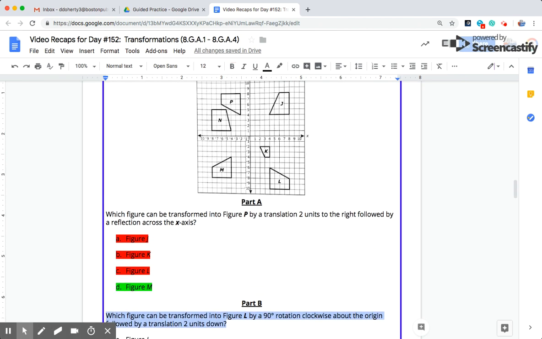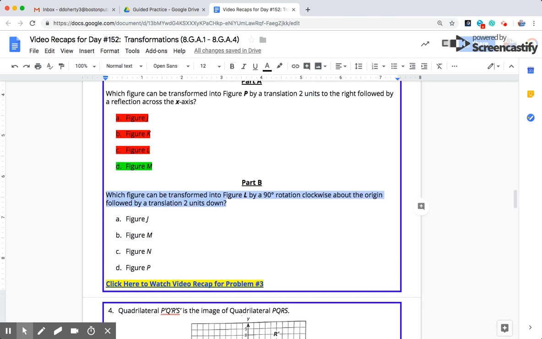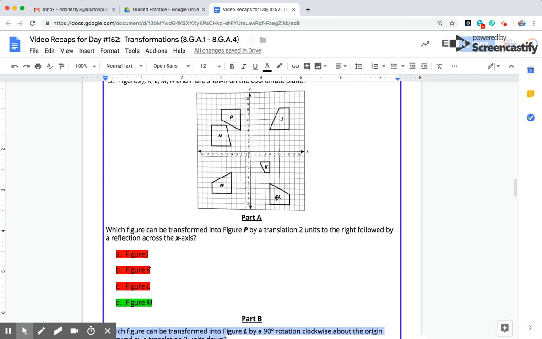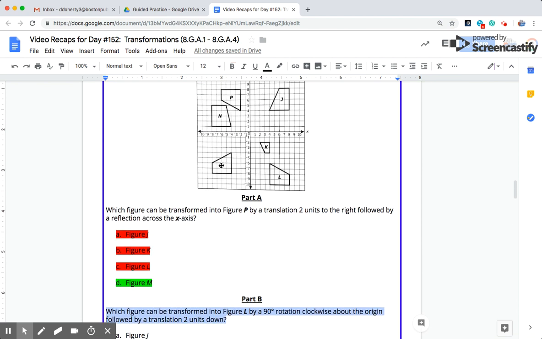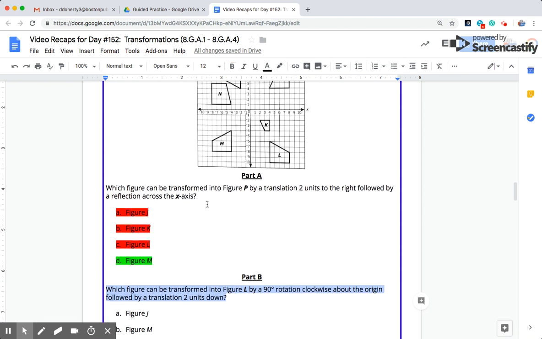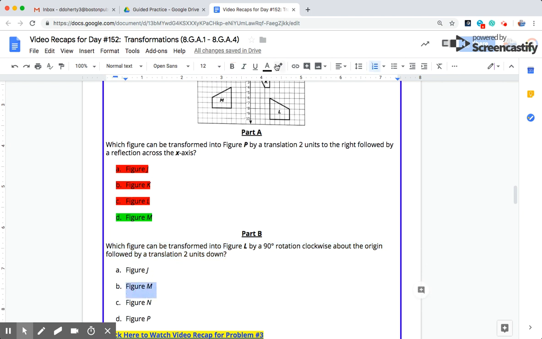So we'll take a look. J is right here. If we were to rotate J 90 degrees clockwise around the origin, it would spin down to this quadrant. And then they say we would need to move 2 units down. It looks like J might work. Let's take a look at the other 3. M, if you rotate 90 degrees clockwise, it's going to rotate up into quadrant 2. That's nowhere near quadrant L, so I know M is a distractor.